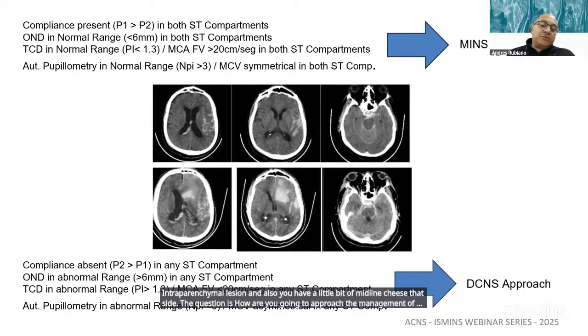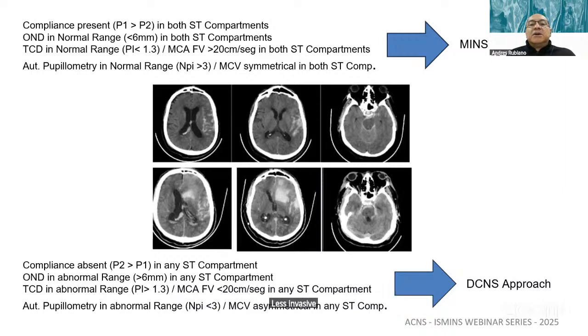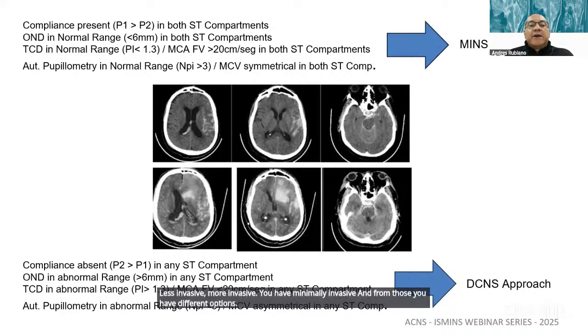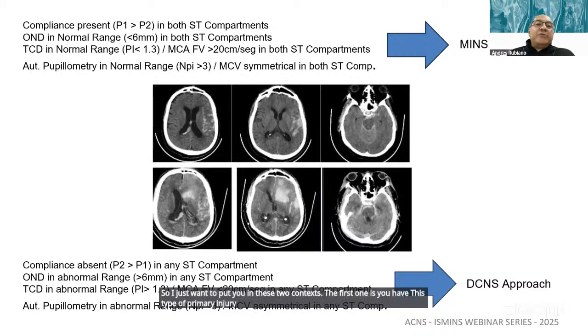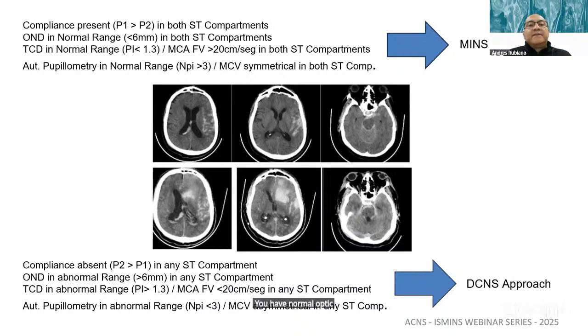You have several surgical options. You have less invasive, more invasive. You have minimally invasive, and from those, you have different options. So I just want to put you in these two contexts. The first one is you have this type of primary injury, but you have compliance present in both supratentorial compartments. P1 is bigger than P2. You have normal optic nerve diameter, less than 6 millimeters in both supratentorial compartments.